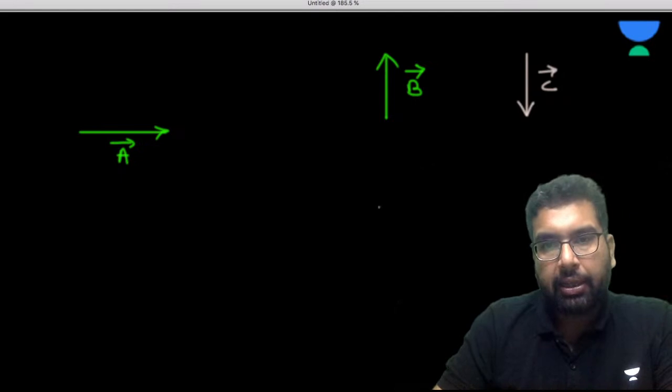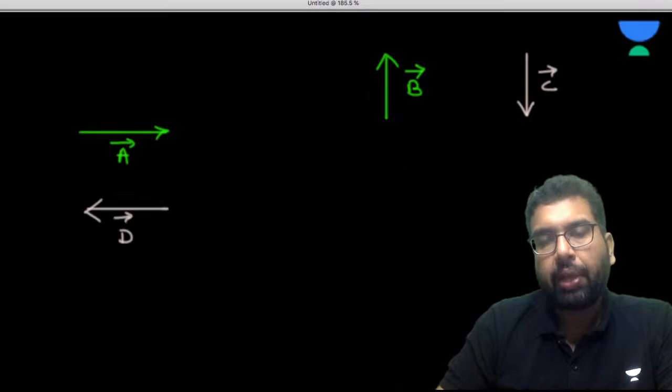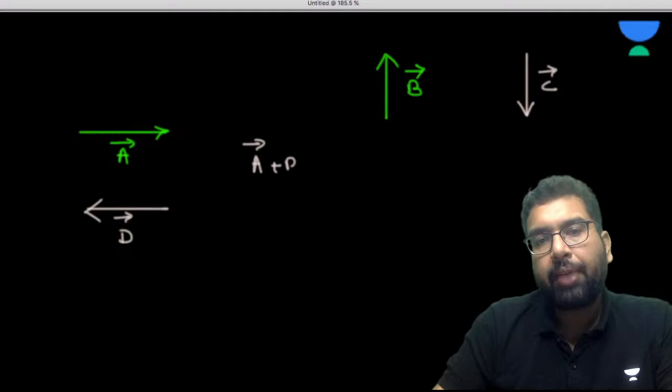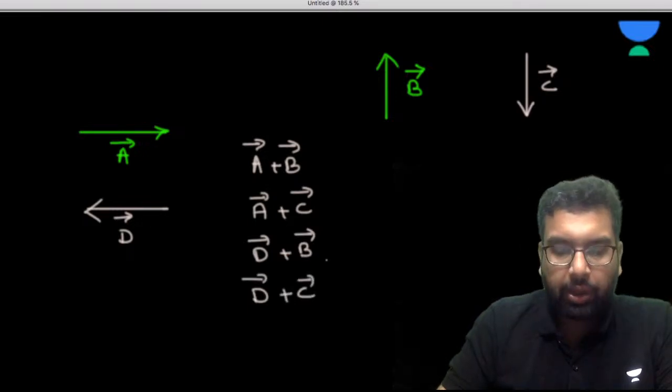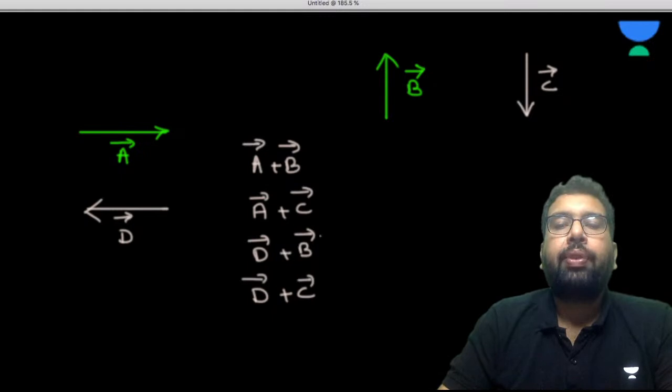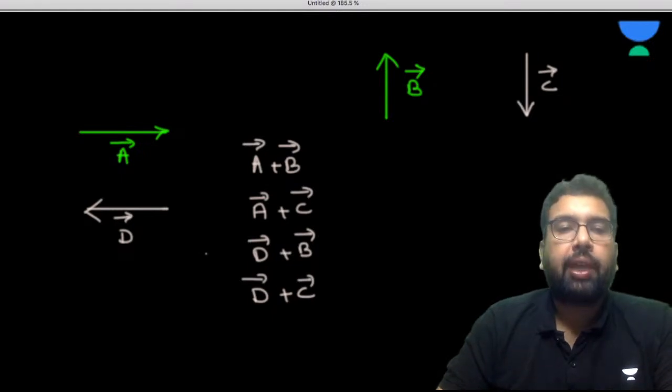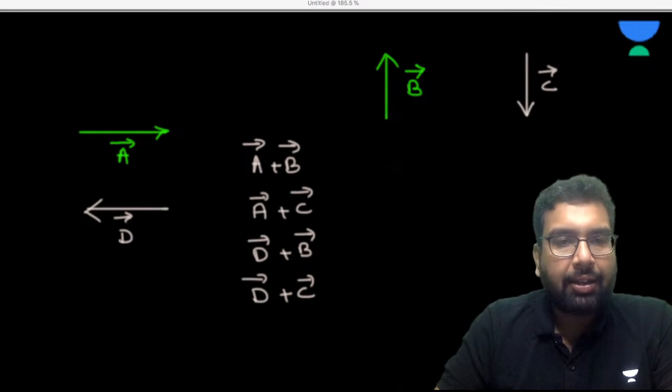And there is another vector, let's suppose D vector. Now you want to do A vector plus B vector, A vector plus C vector, D vector plus B vector, and D vector plus C vector. So how can you interpret it in terms of the triangle? Can you please try it? I'll just show you.